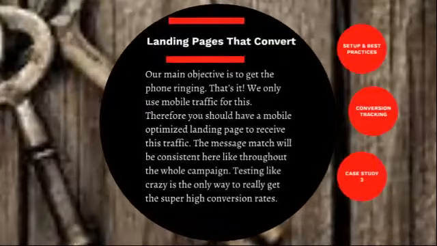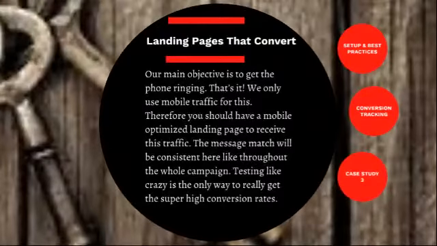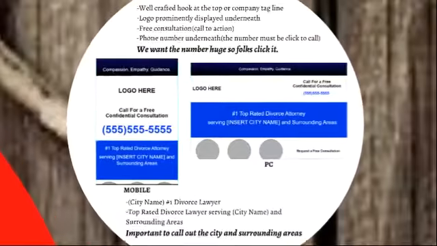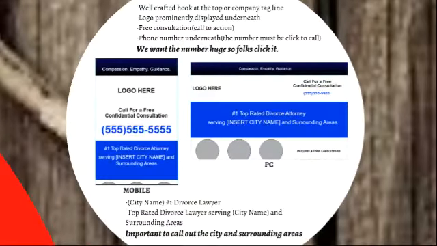Let's jump into key 3, landing pages that convert. One of our main objectives is to get the phone ringing, and we drive mobile traffic for that. So we have mobile landing pages optimized for this. Again, the message match throughout needs to be consistent for you to make the best of this. Example 1 is a shot of the top of the landing page. Let's zoom in a little bit. You want to craft the hook at the top, your logo, free consultation, your call to action. And then we want a big phone number here. This is the mobile side, so they can click on it. And then your city name, top rated, your city name, surrounding areas. It's important to call out the surrounding areas and the city name here, guys.